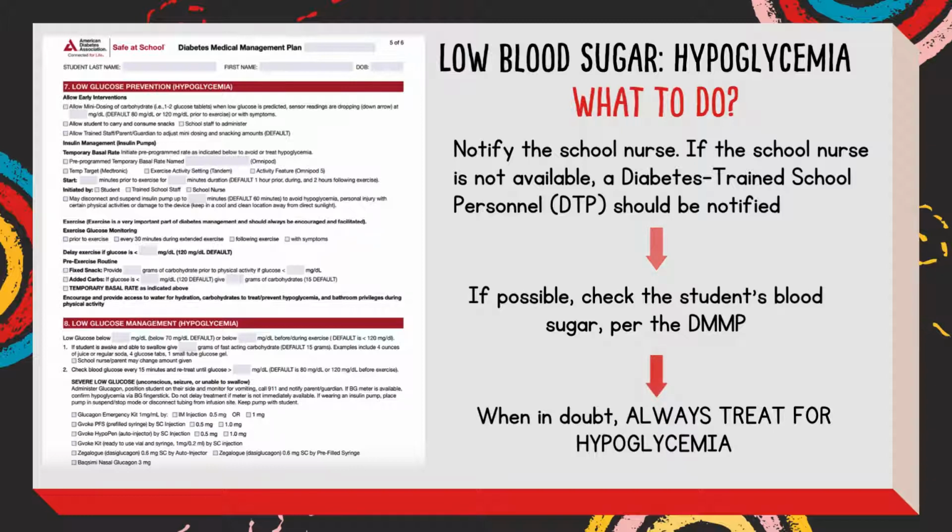Every student should have a diabetes medical management plan that outlines appropriate steps. First, always notify the school nurse or a diabetes-trained school staff member. Do not send the student alone to the health office. If possible, check the student's blood sugar, per the guidelines in the diabetes medical management plan. When in doubt, always treat for hypoglycemia, as symptoms will progress quickly and become life-threatening if not treated promptly.